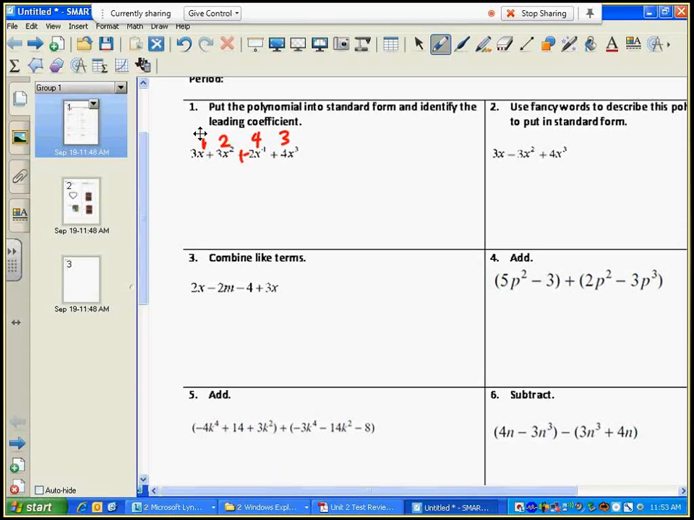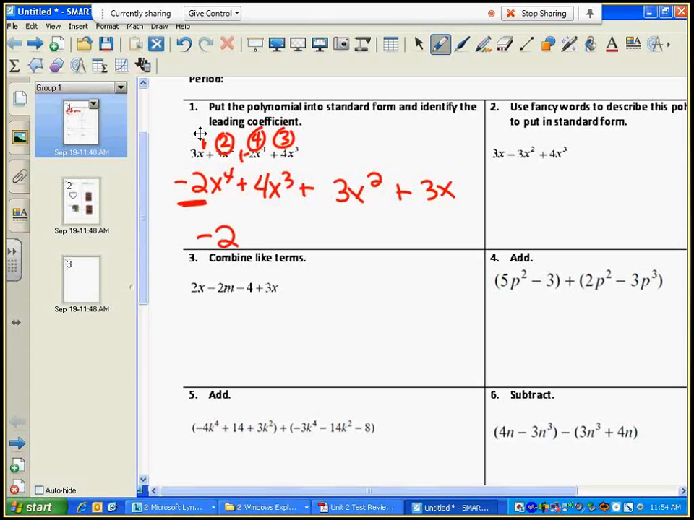So my first term would be negative 2x to the 4th, since 4 is the biggest, plus 3x to the 3rd plus 2x squared plus 3x. The coefficient of the first term in standard form, my leading coefficient, is negative 2. Important: I need to make sure the negative stays with it.